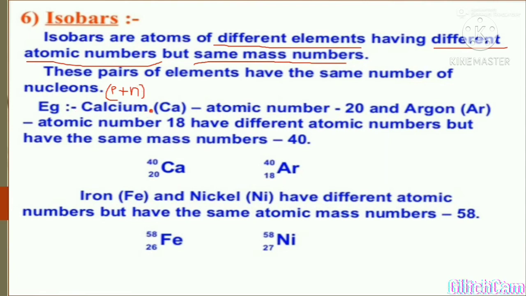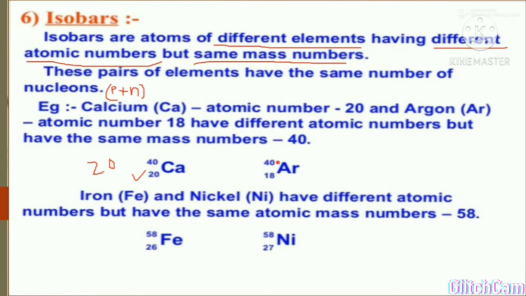Like for example, calcium, atomic number 20 and mass number 40. Argon, atomic number 18 and mass number 40. Here, iron, atomic number 26, mass number 58. Nickel, atomic number 27, mass number 58. Now, calcium has atomic number 20, so the number of electrons is 20, the number of protons is 20, and the number of neutrons is 40 minus 20, so it will be 20.